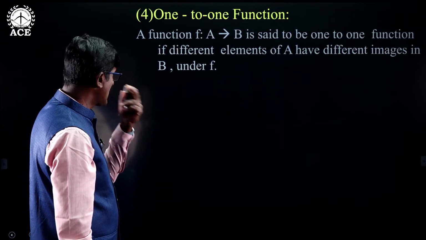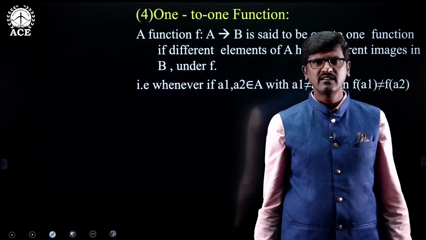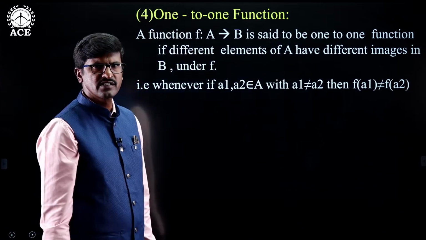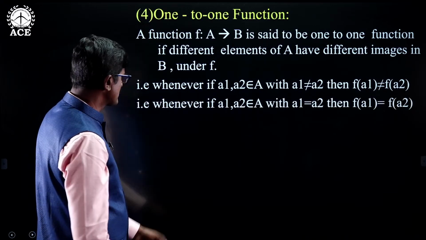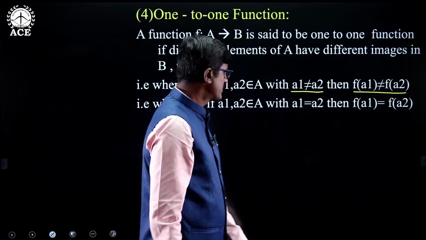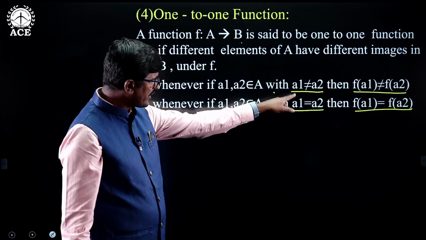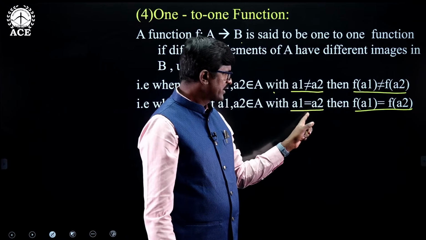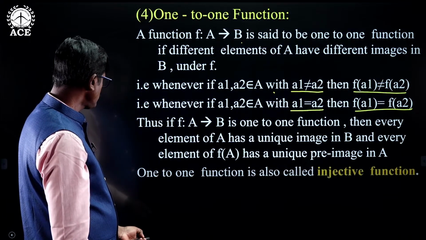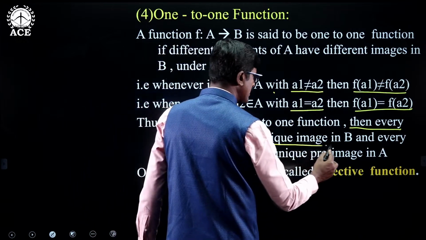The next one is one-to-one function. There are different definitions for one-to-one function. The simple definition is, if you take 2 different elements in set A, there must be 2 different images in set B. Then we say that that function is one-to-one function. So these are 2 different definitions. A1 is not equal to A2 is nothing but different elements. If A1 and A2 are different, then their images are also different. If A1 and A2 are equal, then their images must be equal. If you take different elements in set A, there must be different images. If you take equal elements, there must be equal images. This is about one-to-one function. If f maps A to B is a one-to-one function, then every element of A has a unique image in B.